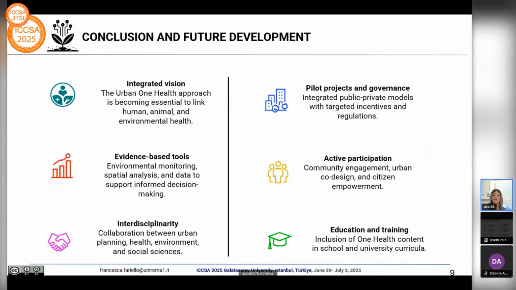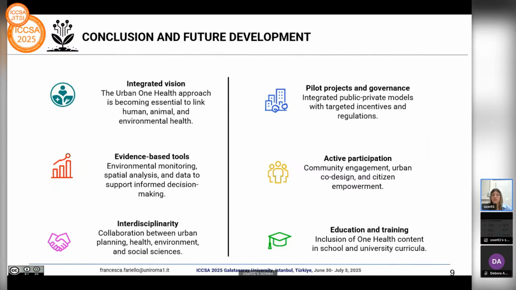The reviewed studies suggest that cities designed with health in mind, through green infrastructure, sustainable mobility, inclusive governance, and access to services, can become more resilient, equitable, and sustainable. As for future developments, the Urban One Health perspective suggests several promising directions.